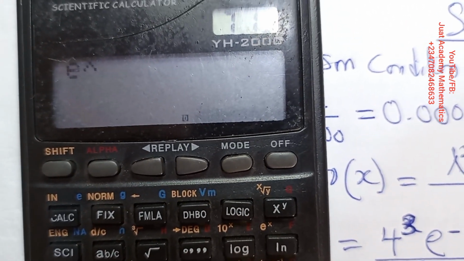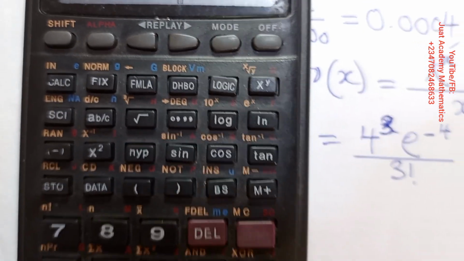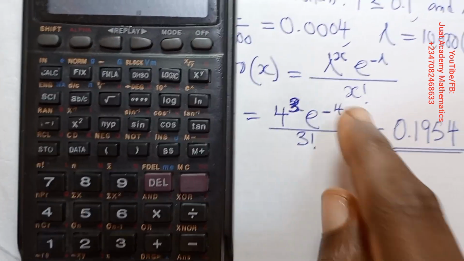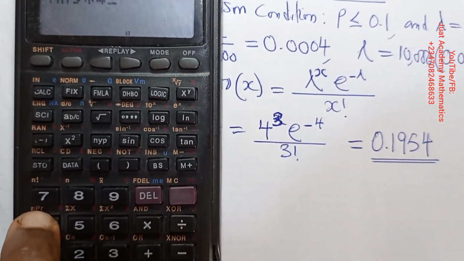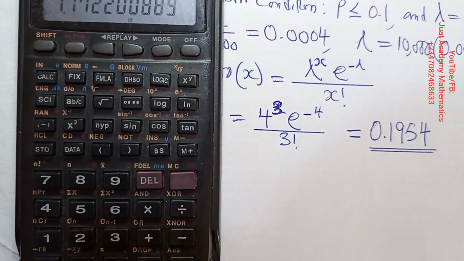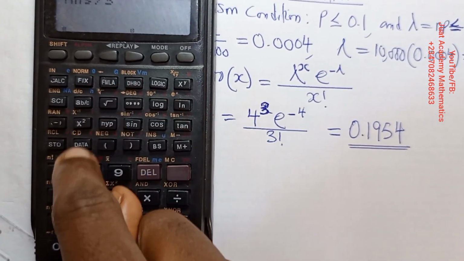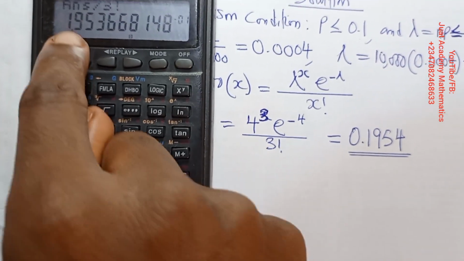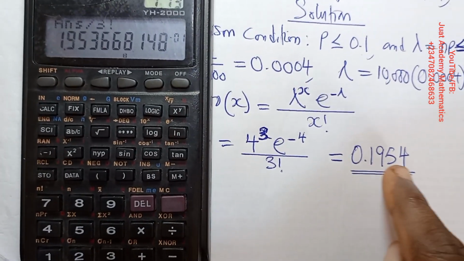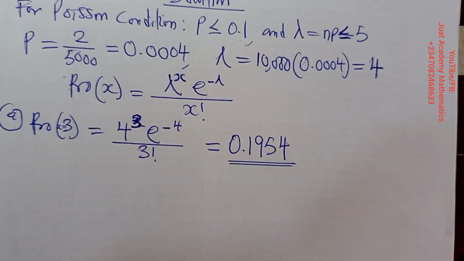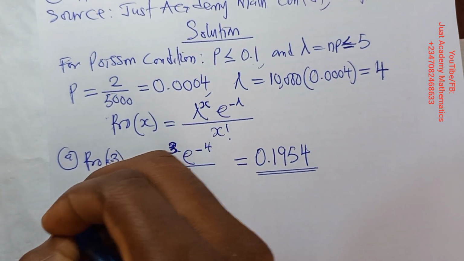Raised to the power of minus 4 times 4 raised to the power of 3, divided by 3 factorial. 3, second function, factorial. That is 0.1954. Okay, that brings us to the B part.